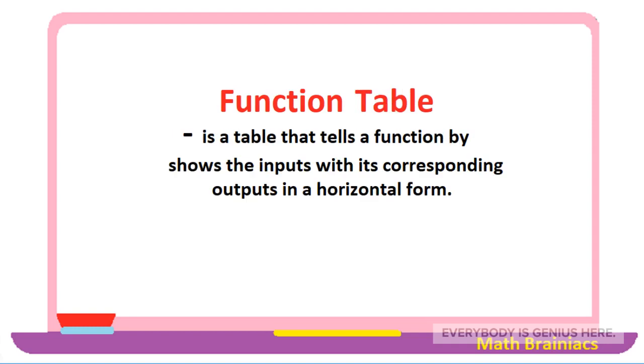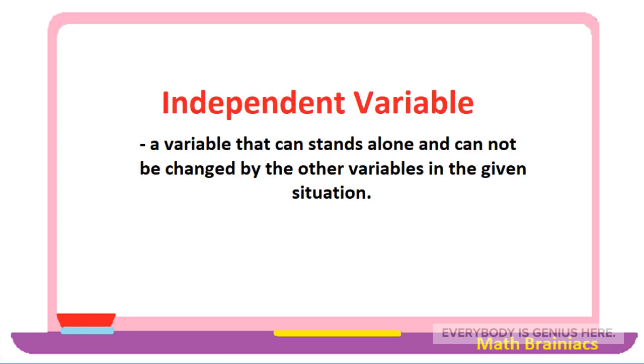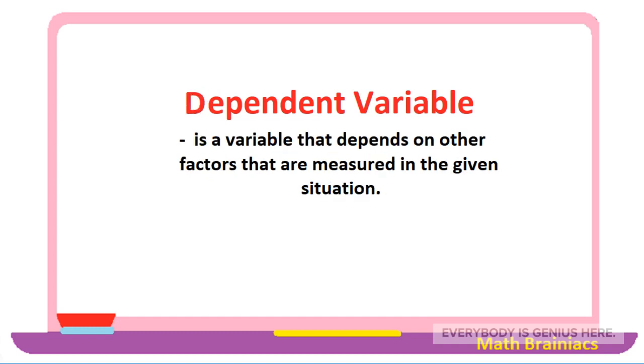A function table is a table that tells a function by showing the input with its corresponding output in a horizontal form. An independent variable is a variable that can stand alone and cannot be changed by the other variable in the given situation. While a dependent variable is a variable that depends on other factors that are measured in the given situation or expression.